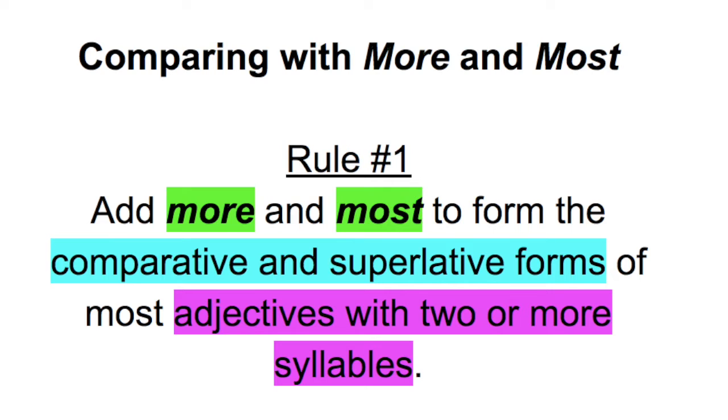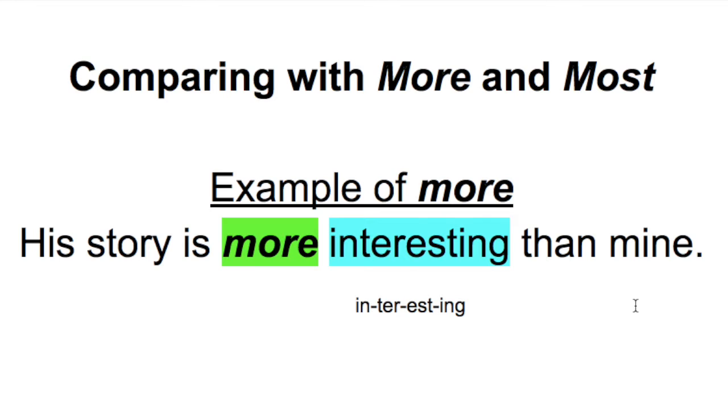Rule number 1, we add more and most to form the comparative and superlative forms of most adjectives with 2 or more syllables. All right, let's look at the example in our rule box using more. His story is more interesting than mine. So first, to determine why they used more, we have to look at how many things we're comparing. We use more when we're comparing 2 things, the comparative form. We're comparing his story to my story. That's 2 things.